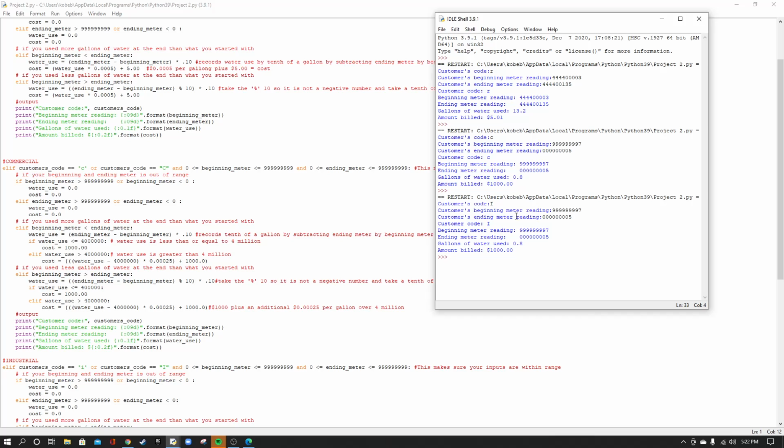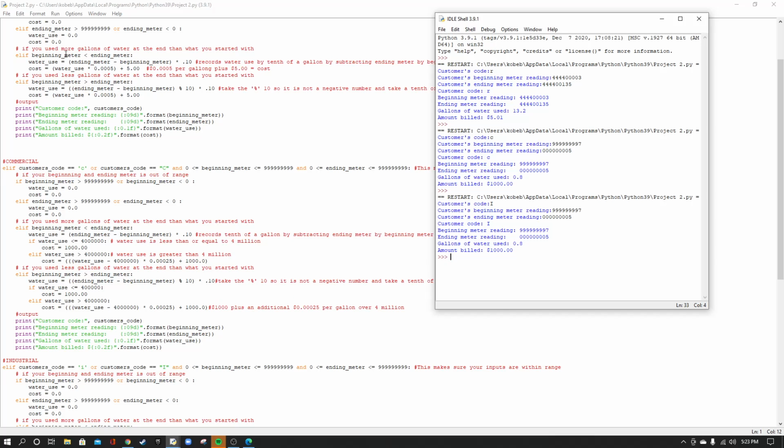We print out an I statement. It'll print out the I, print out the beginning meter reading, print out the ending meter reading. The gallons used is 0.8, and our amount billed is 1,000. It's the same as this because we have the same scenario where if it's less than 4 million, then it's just a flat rate of 1,000.